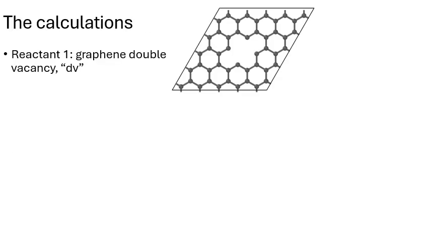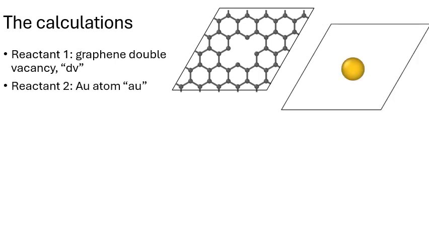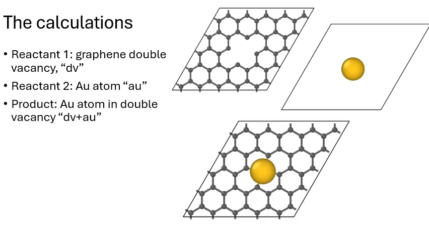So what are we going to be calculating? First, we have to calculate the energy of a graphene double vacancy. This is where we've removed two carbon atoms from the center of a graphene sheet. We also need to calculate the energy of a gold atom within the vacuum. Then we'll have to combine the two and place the gold atom within the middle of that vacancy, and then we will have to calculate the energy of this.